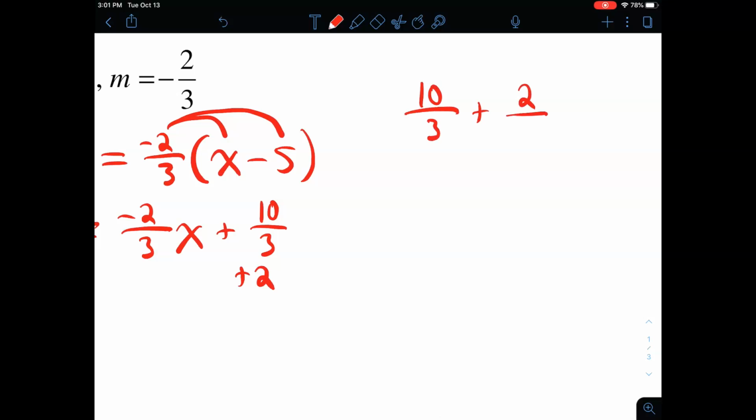Okay, we need a common denominator here to add these fractions, right? So we need 3 to be the common denominator times 3. So we're going to get 10 over 3 plus, oops, my meeting ended here. Give me 1 sec.